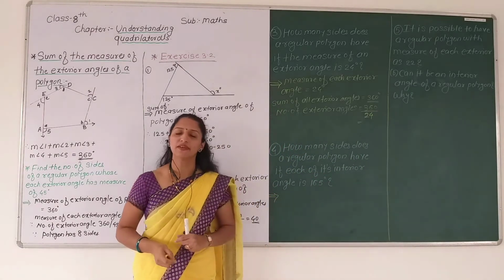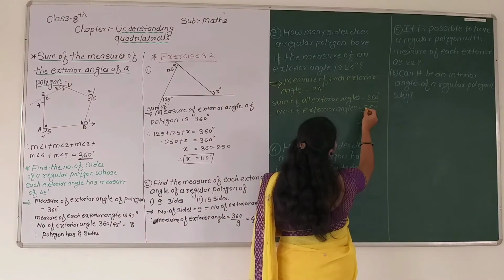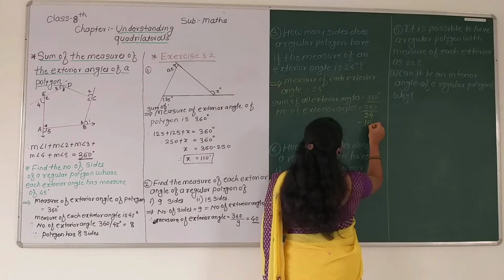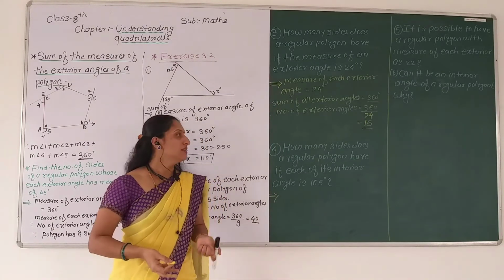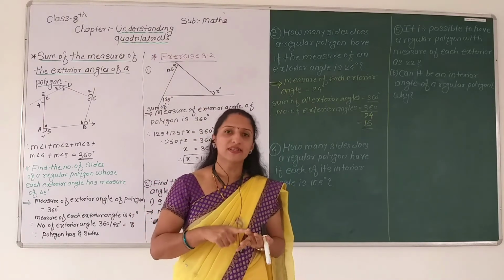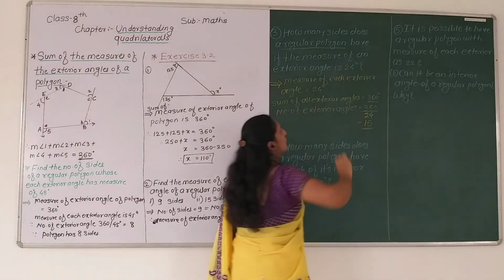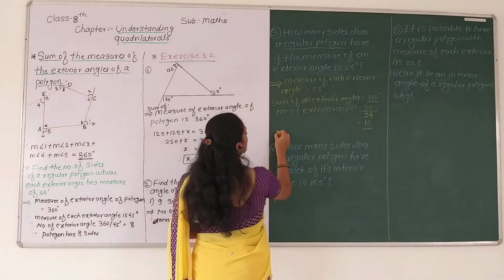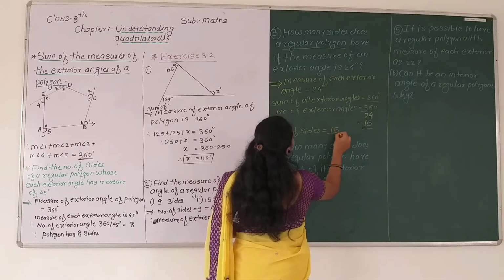360 divided by 24. Here, what will be the division? 360 divided by 24 is 15. So the number of exterior angles is 15. The number of exterior angles, and the number of interior angles, is equal to the number of sides. Why? Since it is a regular polygon, the number of angles is equal to the number of sides. So therefore the number of sides of this polygon is equal to 15.